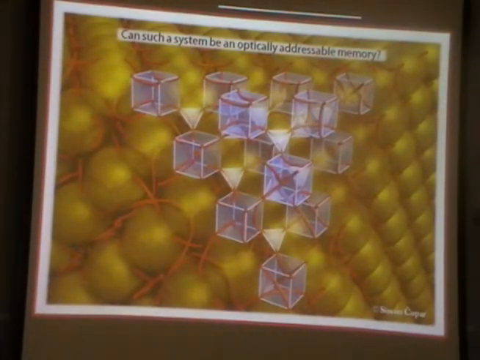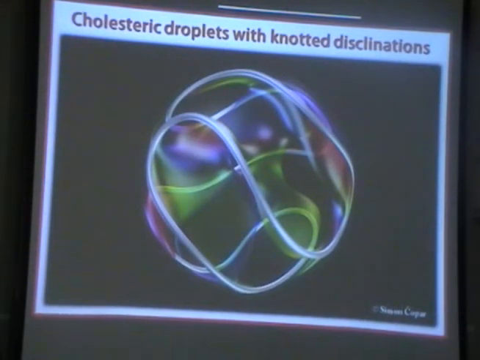So this is just another very nice presentation by Simon. This system was also done on the backside of this thin tissue of soft matter. And the question is whether this system can be used as a kind of optical memory. But I think it's quite difficult to realize this experiment in such a precise way.